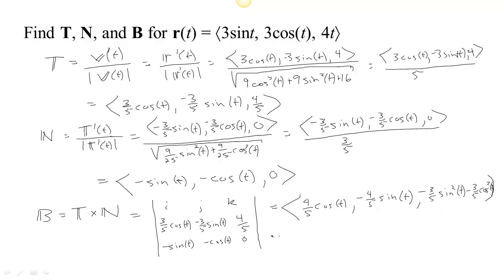Close our vector there. Well, let's see, we have negative 3/5 basically times sine squared and times cosine squared. So we have 4/5 cosine t, negative 4/5 sine t, and that's negative 3/5. That's supposed to be a fifth, 4/5. Okay, and that finds our binormal.